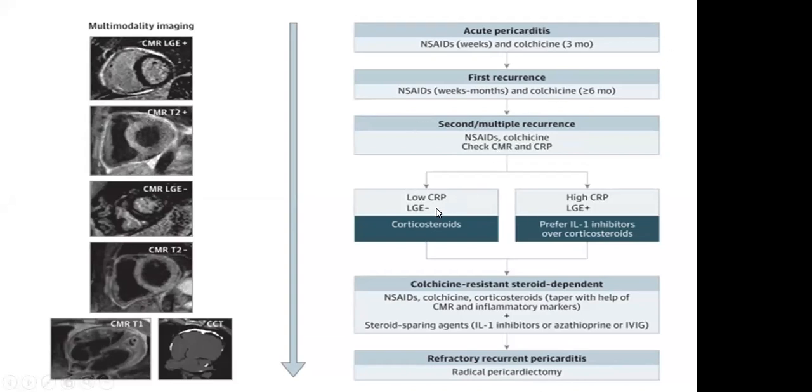And this is for the second and multiple recurrences. Looking at the level of the CRP, for low CRP and negative gadolinium enhancement, they advise steroid. However, for high CRP and positive gadolinium enhancement, they're looking at interleukin-1 inhibitors over steroid, basically. And for recurrent pericarditis, the endpoint, which was also suggested by the ESC, is to have a radical pericardiectomy.